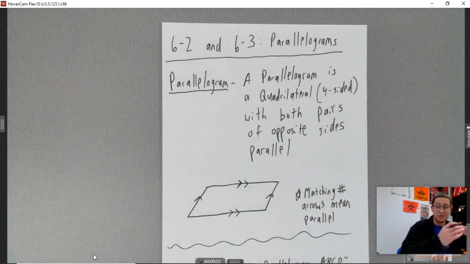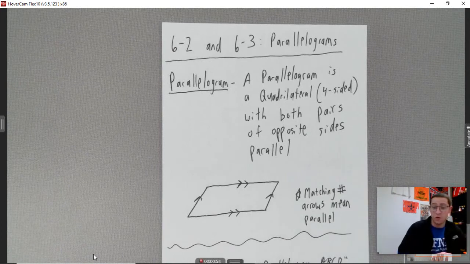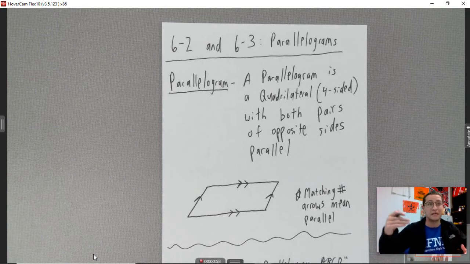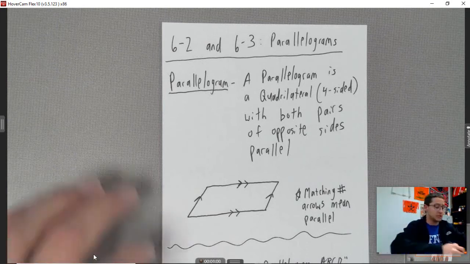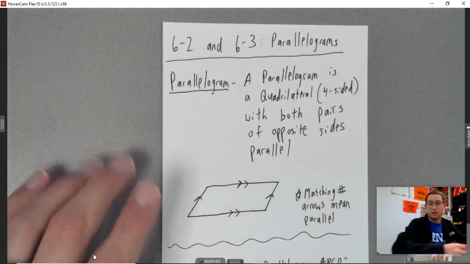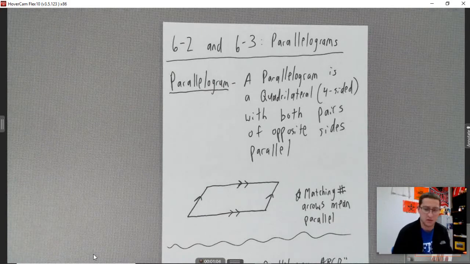Now it could be slanted differently, or it may even look something like a square or a rectangle, because those end up being parallelograms. Typically you just see it with these slants. And we'll get into the relationship between squares, rectangles and parallelograms another time.